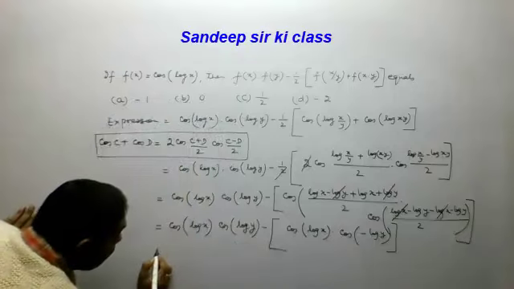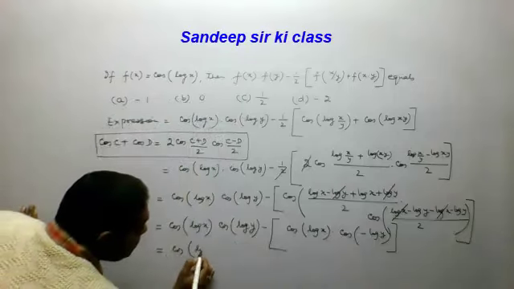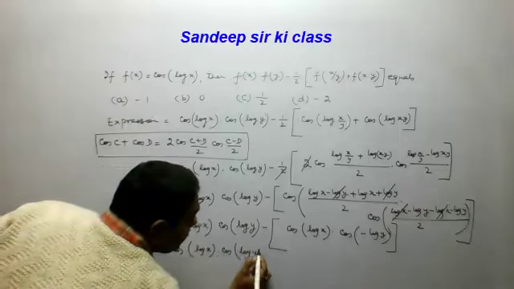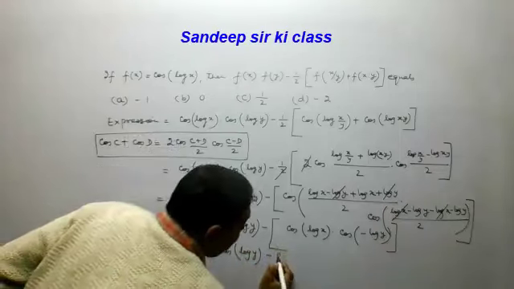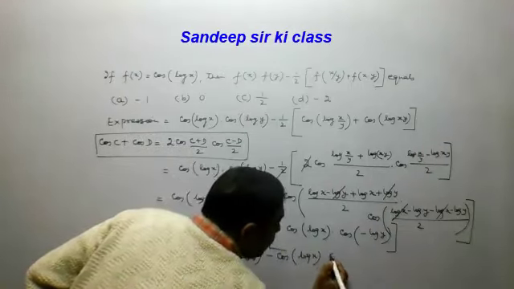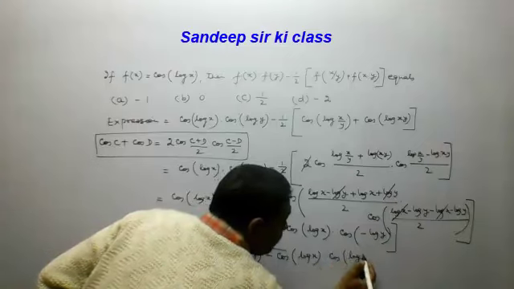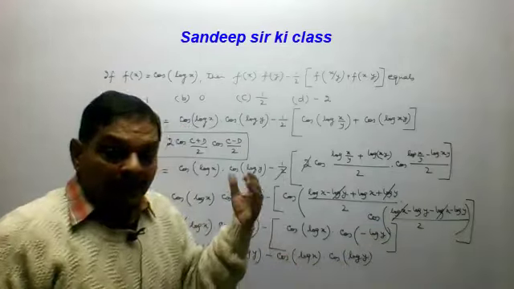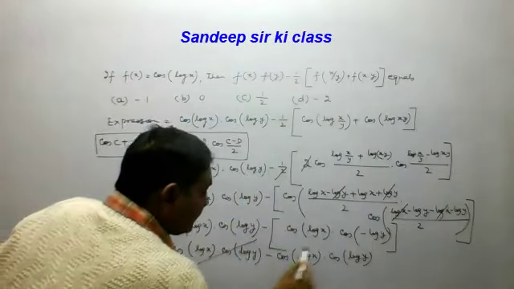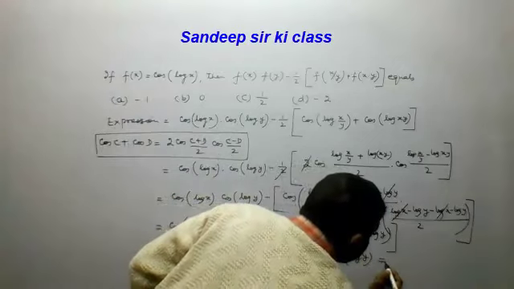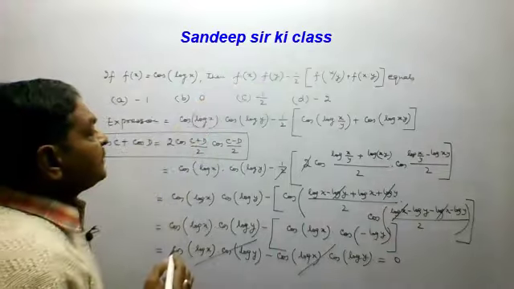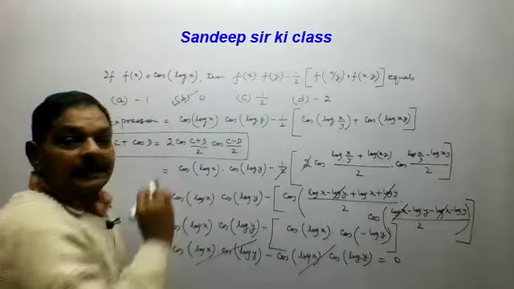So this simplifying gives us cos log x into cos log y minus cos log x, and this will be equal to cos log y, because cos of minus theta is equal to cos theta. Now both are same, so these are cancelled. These are cancelled means we obtain here 0. So the value of this expression is 0. Option B here is the correct option.